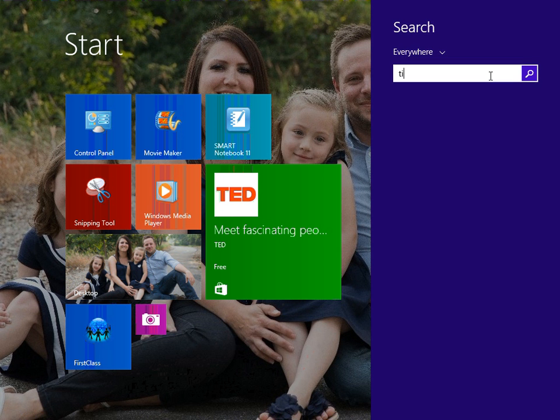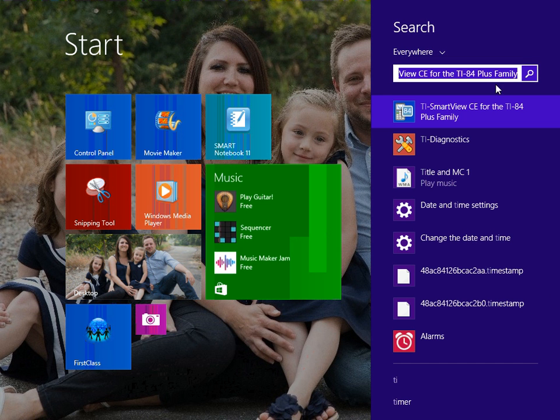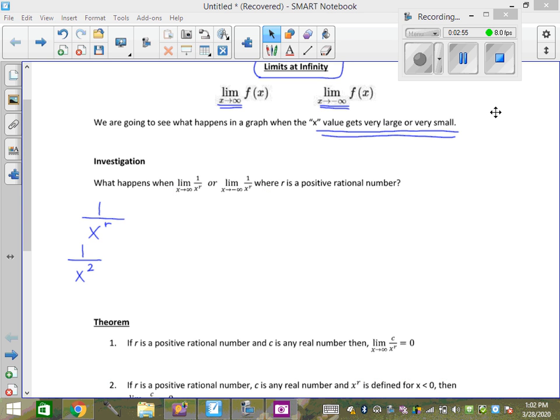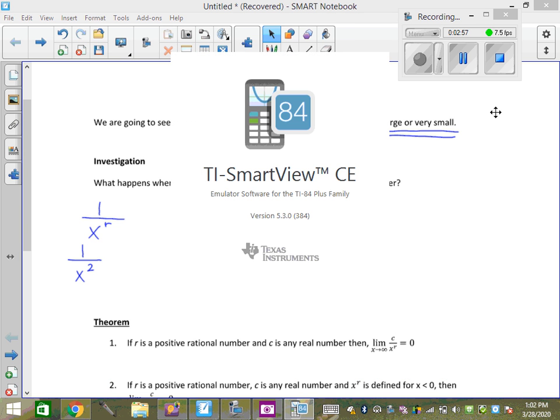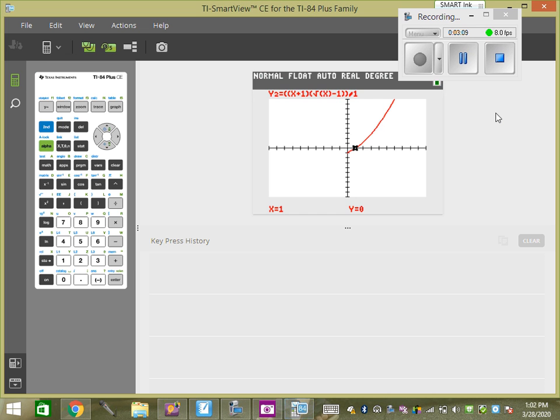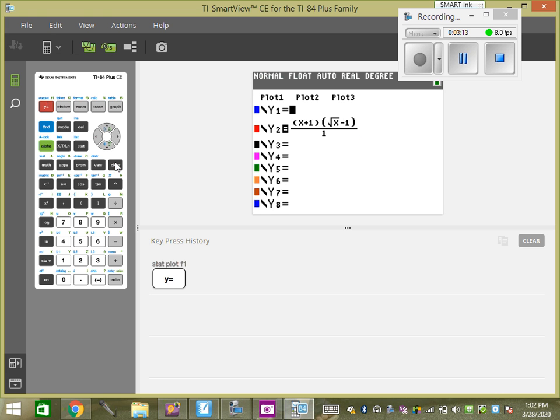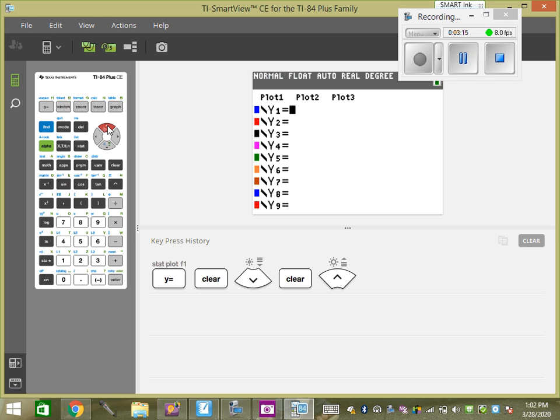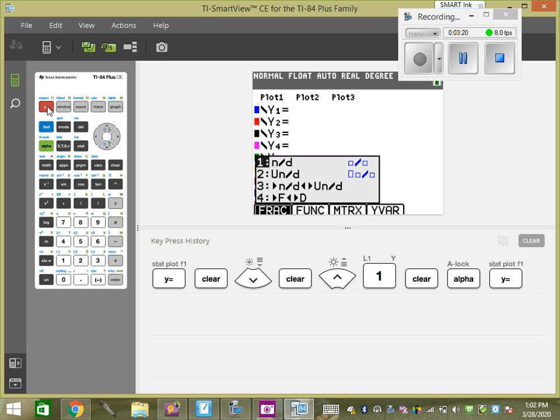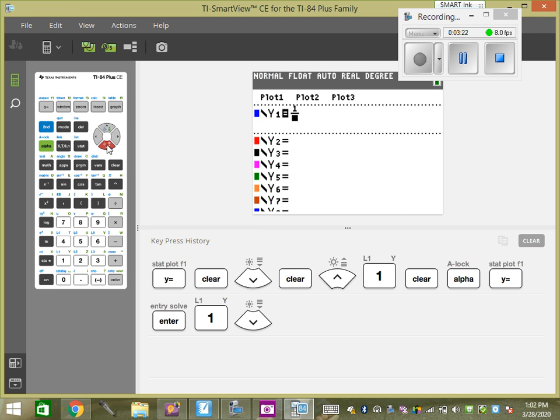Yes, calculator showing up. Oh, awesome. All right. Let's do this. So, close. If I go y equals, let's say 1 over x squared. So 1 over x squared.